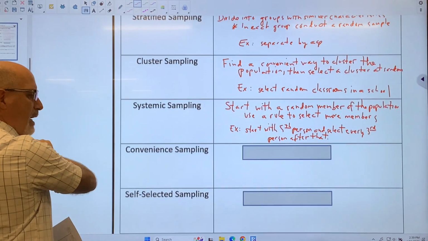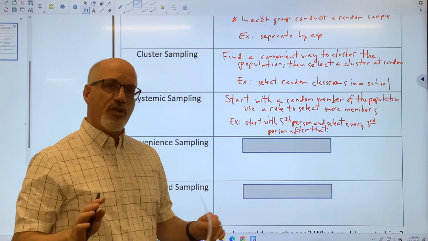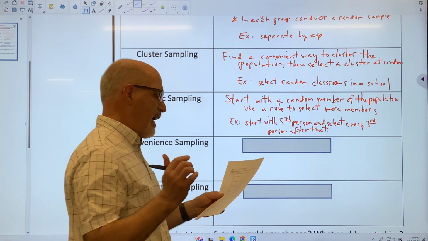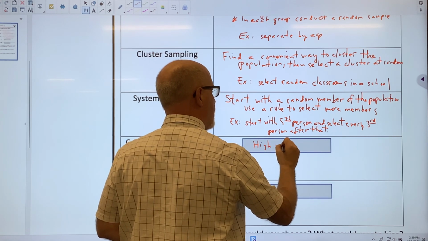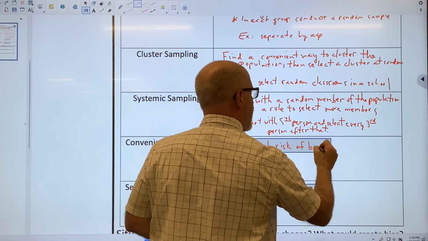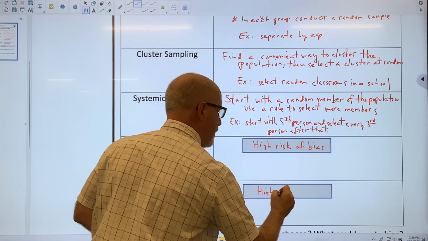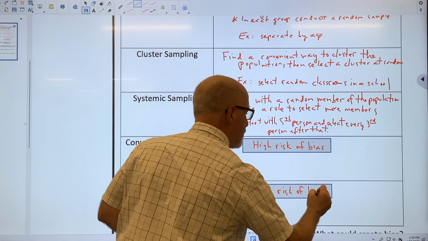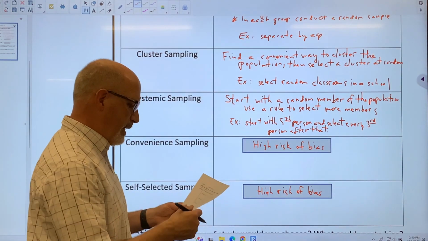Now these last two we got to be very careful with, because both of these two can insert a high level of bias into it. These are at high risk of bias. So put that here just so that you know these are not good if you're hoping to avoid bias, which is what we typically do. We want to avoid bias, so these are not the best ones to choose. But these are easy ones that people often use to gather data quickly and easily.